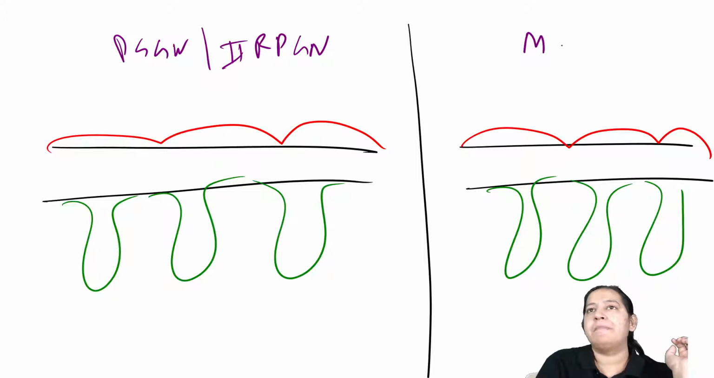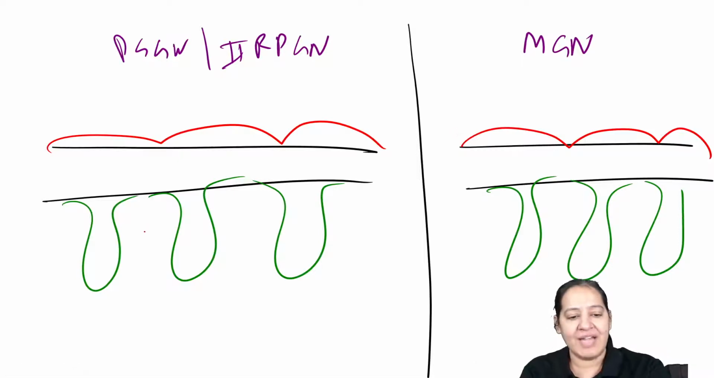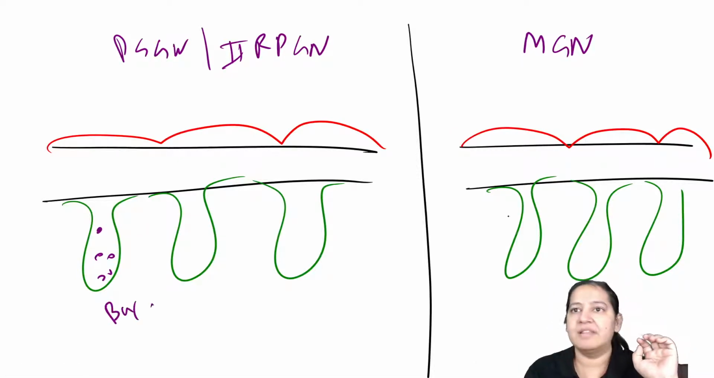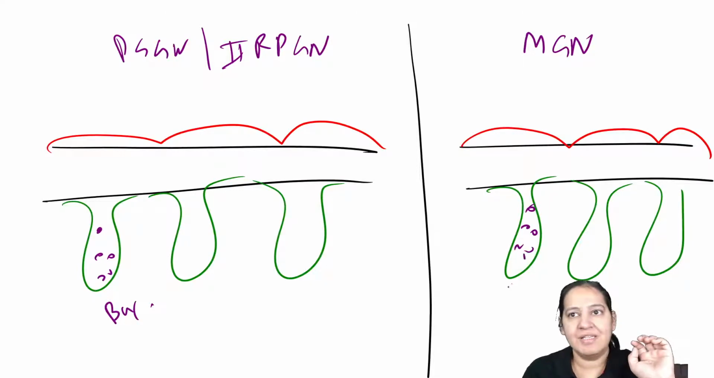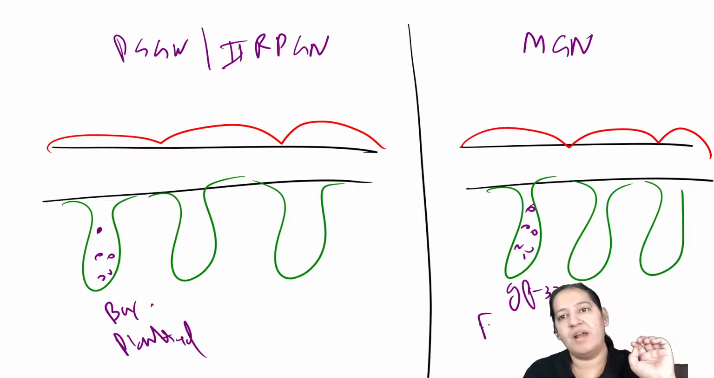And this is minimal membranous glomerulonephritis. In both of them, subepithelial deposits are there. Here the antigen was planted, a bacteria. And here the antigen is fixed, that is GP330, glycoprotein 330. It is a planted antigen and it is a fixed antigen. Have you realized the difference?